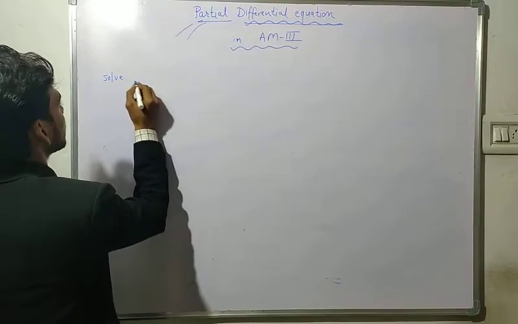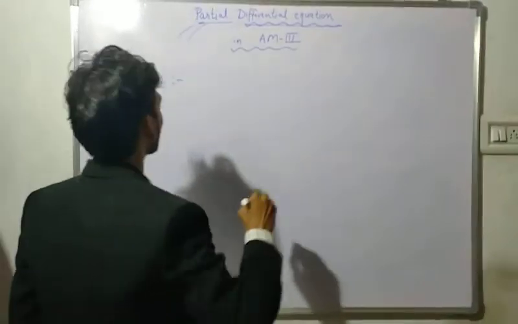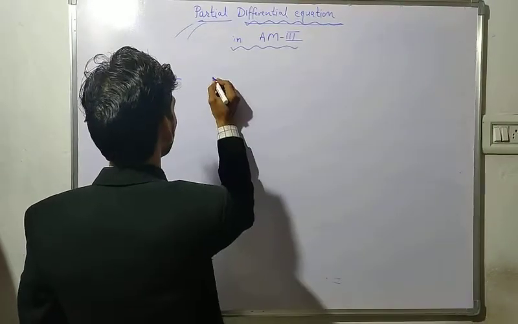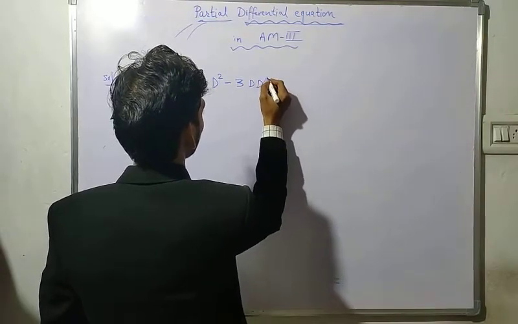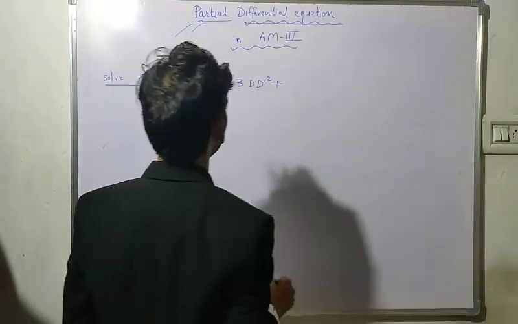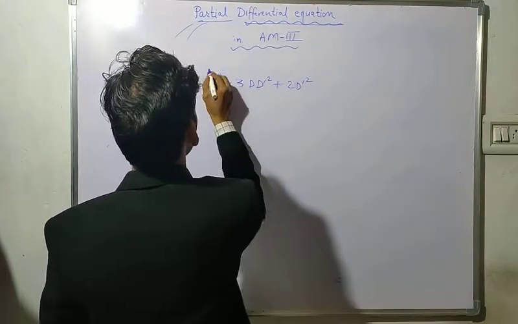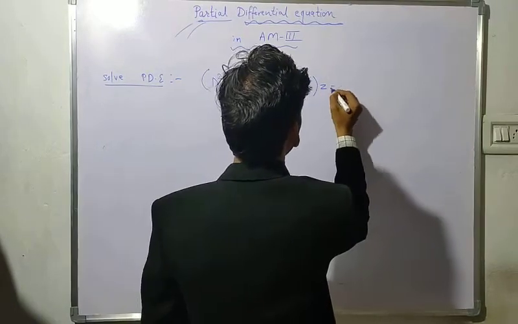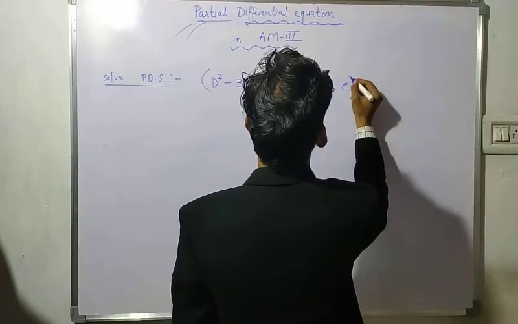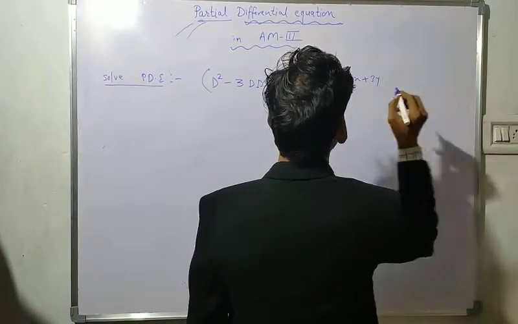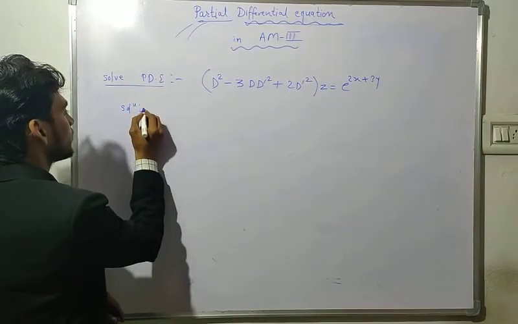Solve the partial differential equation: D squared minus 3DD' plus 2D' squared, operating on z, equal to e to the power 2x plus 3y. Now let's see the solution.